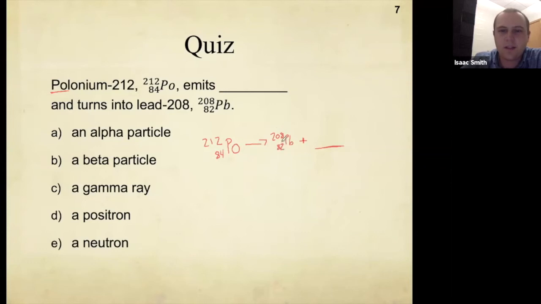Okay, so if we're looking at the numbers and the mass and the protons, we have a 212 and a 208. Well, that's a difference of 4, so we know there's 4 mass units that come off. And we have a difference between 84 and 82, which is 2. So that's 2 protons and a mass of 4, so that's 2 neutrons. So a radioactive decay particle that has 2 protons and 2 neutrons, right? That's going to be an alpha particle. Okay, so that should be the answer here.